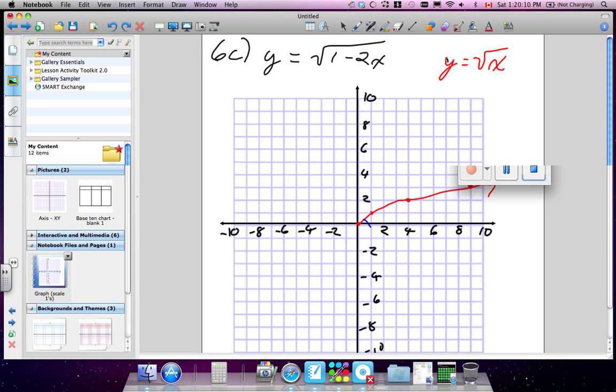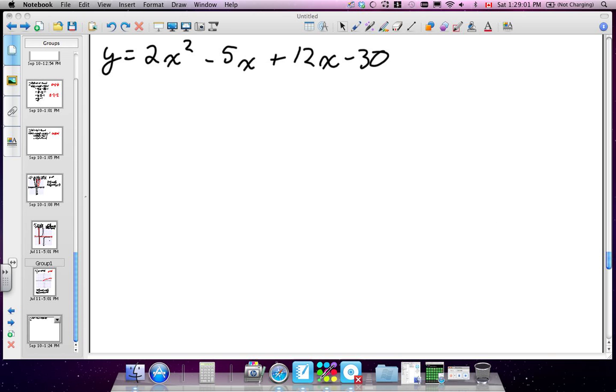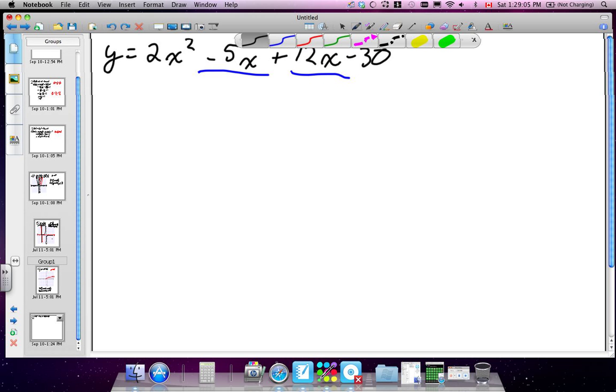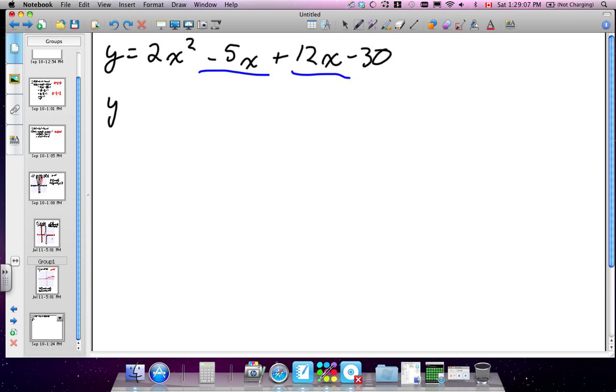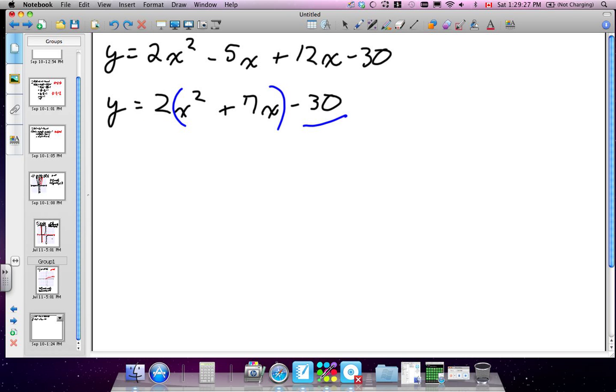So we're going to complete the square. First of all, we can simplify because we have two like terms. So we get y is equal to 2x squared plus 7x minus 30. Second off, because there is a number, a coefficient in front of x squared, we need to divide these two by that number. We don't have to deal with the 30 because we can keep it outside of the brackets. So essentially we have imaginary brackets around that.